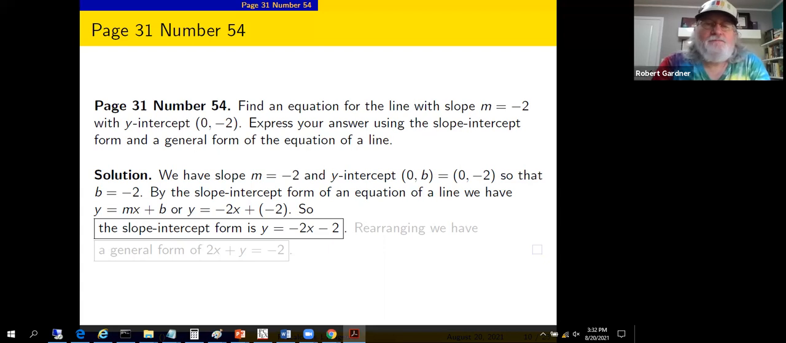That means a multiple of x plus a multiple of y equals a constant. So all we've got to do is get the x's and the y's on one side and the constant on the other side. Let's take the -2x to the left-hand side. It becomes +2x. There's a general form.